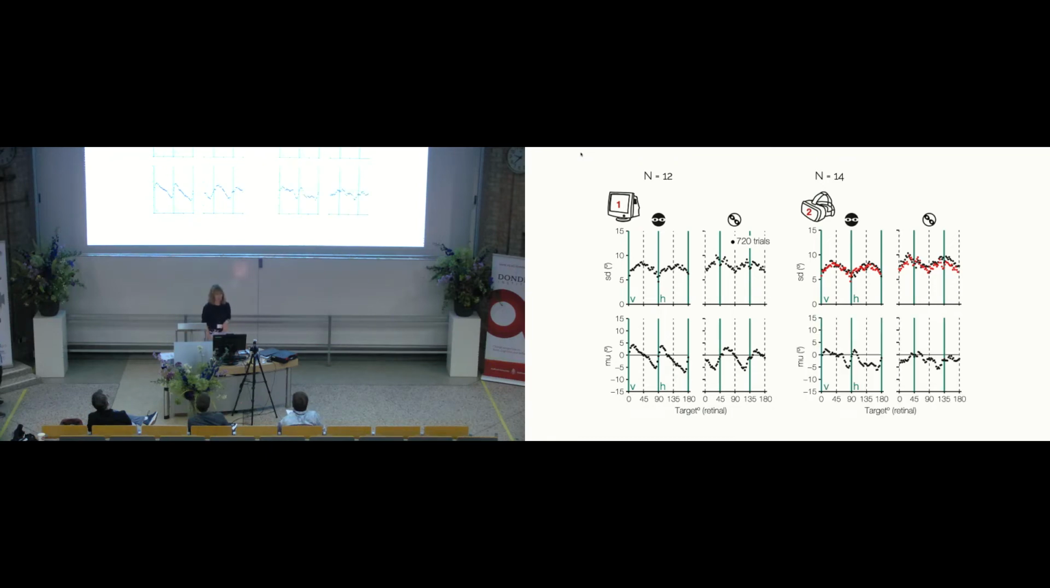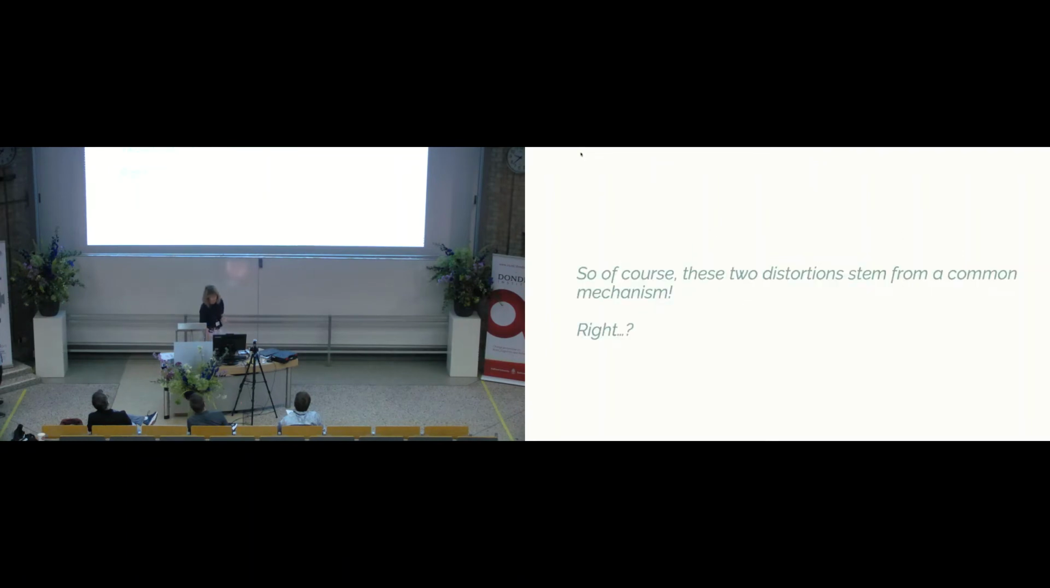The repulsion effect, however, looks quite different. It's much reduced. So without this external reference frame, it's not quite as clean. And so this shows that taking away this reference frame really messes with this bias, but it doesn't with the oblique effect. So do these two stem from a common mechanism? We would say no, that can't be, because we can dissociate them in so many ways.